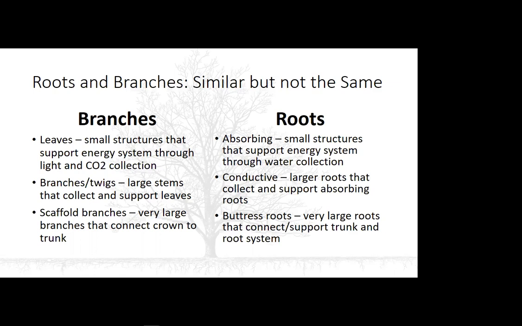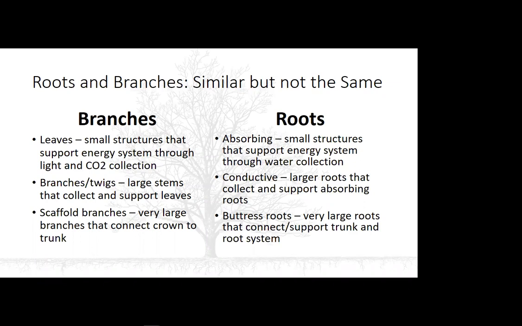In the root system, we call these absorbing roots. These are very small structures that are, again, temporary, and they support the energy system through the collection of water, because water and light and carbon dioxide are what we need for photosynthesis. They also collect nutrients, which supports the tree in a different way. That's what the tree uses the energy on.